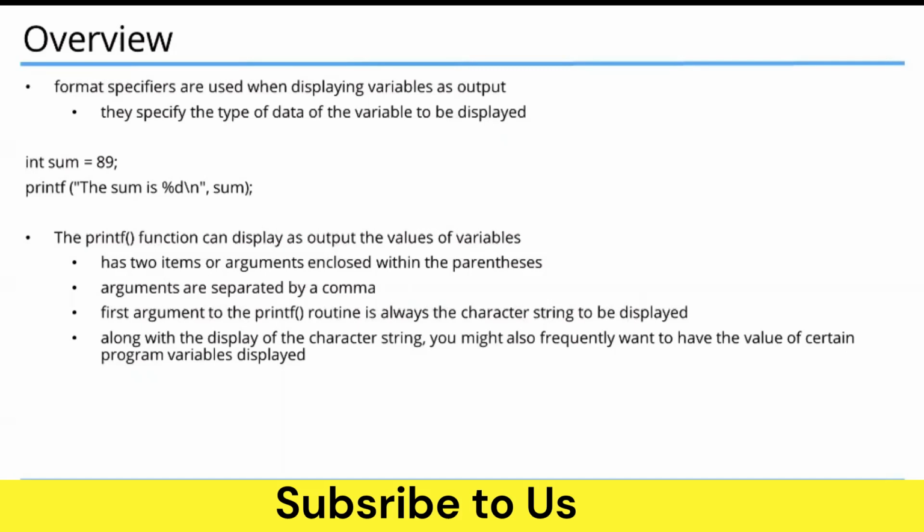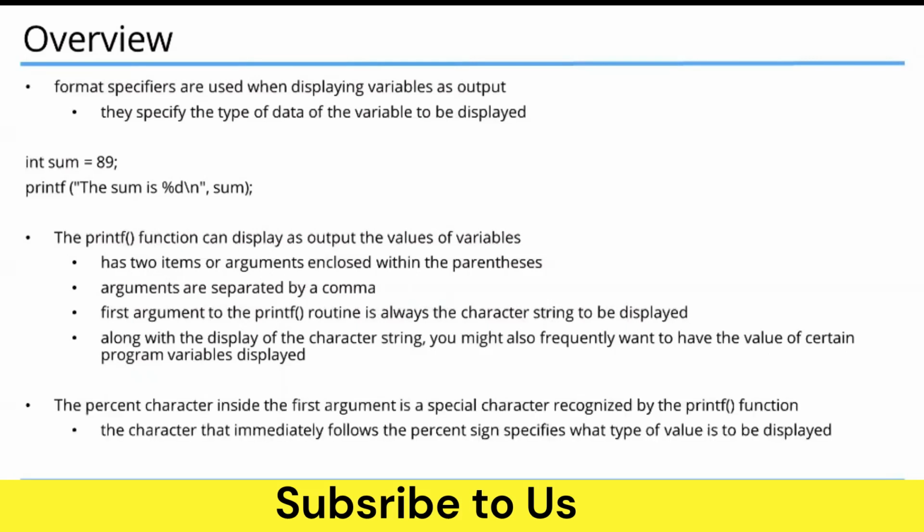Now the percent symbol tells you that it's a format specifier. The D is telling you that it's an integer. Depending on the type of that data, what's after the percent symbol is going to change. So that's what's going on with the printf function. The percent character is what's important in terms of the format specifier. It's a special character recognized by the printf function, and what immediately follows that percent symbol is going to identify the type of the data that we want to print.